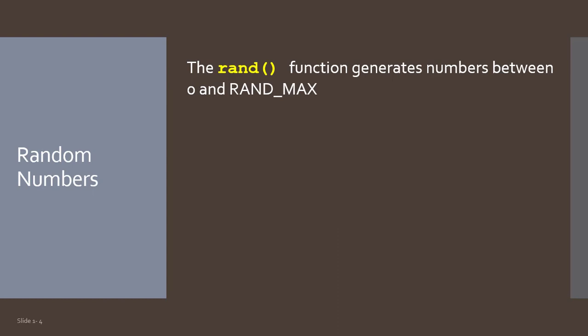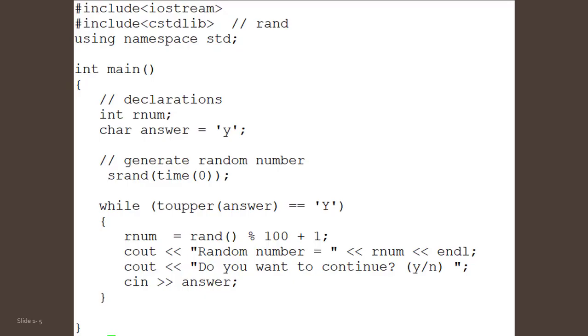Here's an example using random numbers. Random numbers can be generated by the computer. They are usually integers. They might be as small as 0 or as large as the largest number that can be represented. That's called rand max. Let's say we wanted to write a loop that just printed out a bunch of random numbers between 1 and 100. Here's how you do it.